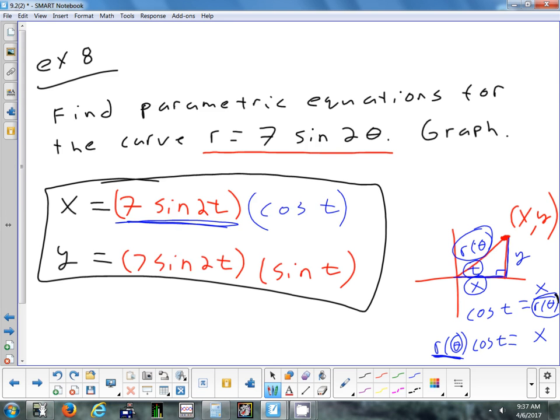So that equation in polar and what we have here in parametric is exactly the same. Just take your formula and multiply it by cosine to get the x. Take your formula and multiply it by sine to get the y. Okay? It's breaking it into its components. The only difference is this hypotenuse is not a fixed value.